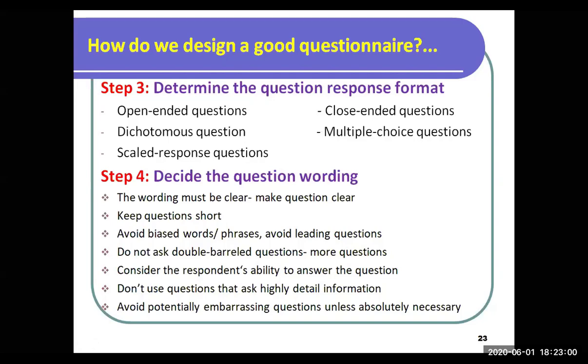The fourth step is to decide the question wording. The wording must be clear, short, and unbiased. Don't ask double-barrelled questions or leading questions. That means you should not direct the individual to answer some specific directed question. Consider the respondent's ability to answer the questions in terms of language. Don't ask for highly detailed information unless you really need it. Avoid personally embarrassing, touchy, or annoying questions.